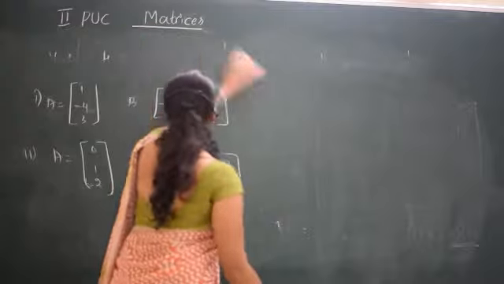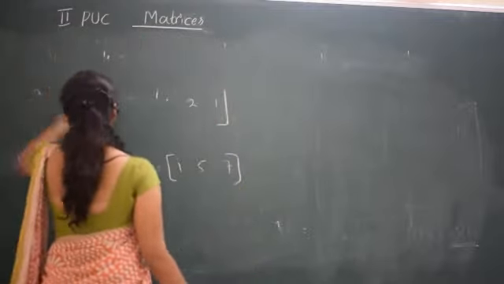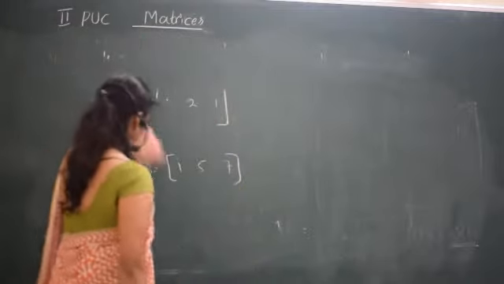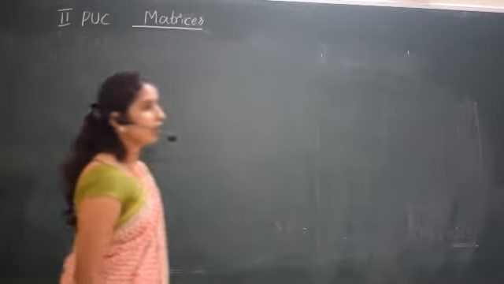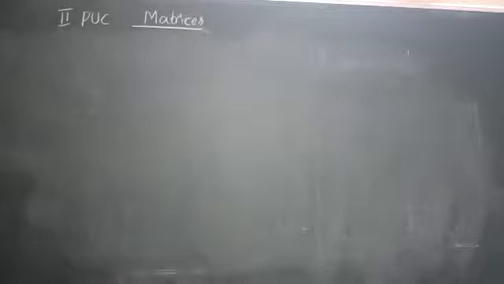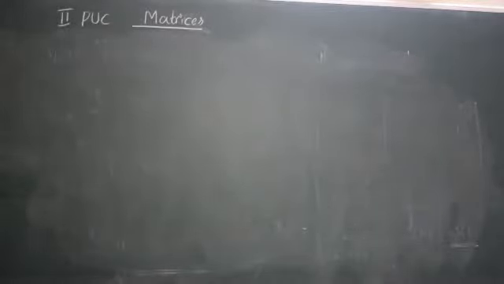Next I'll solve some other problems also. Here the multiplication is very simple, one row and one column, or a column matrix and a row matrix. It is easy to calculate the multiplication. Next, if A is equal to 1 -1 2 3.